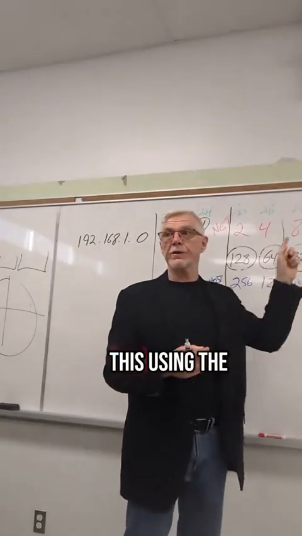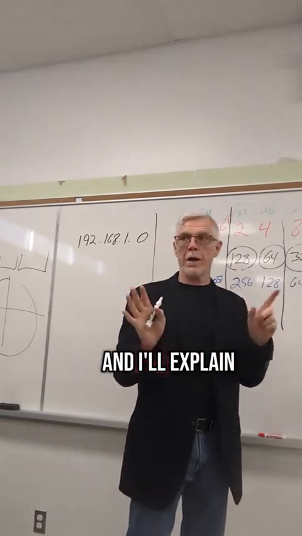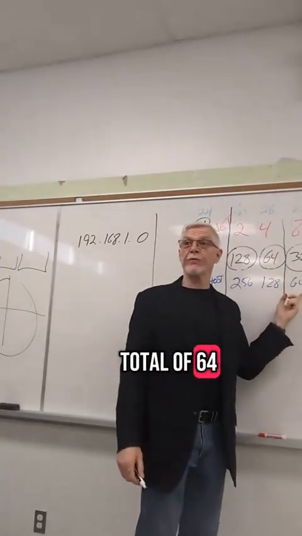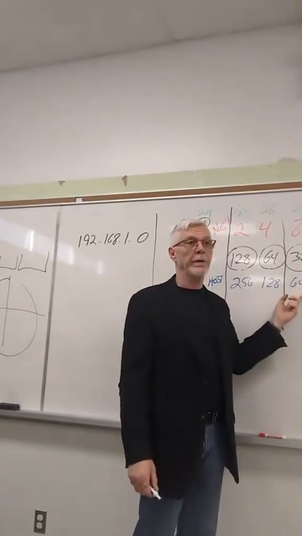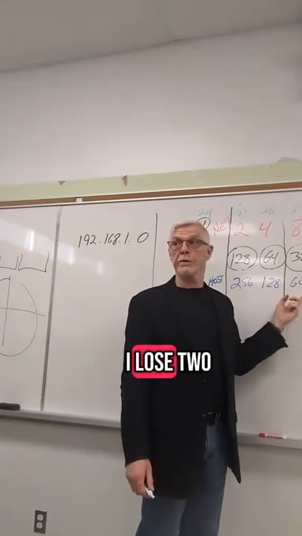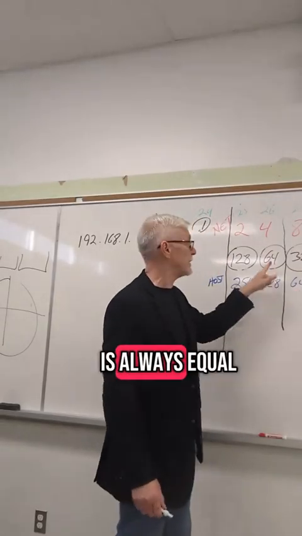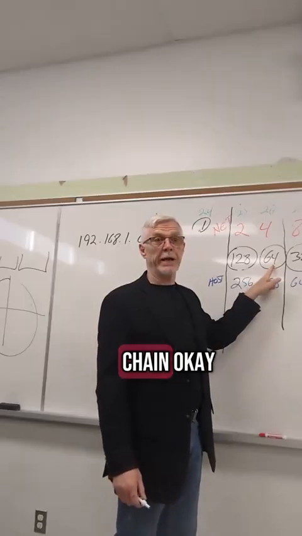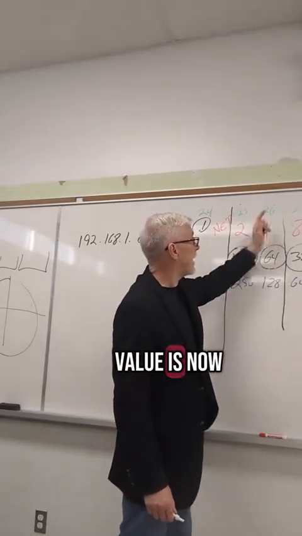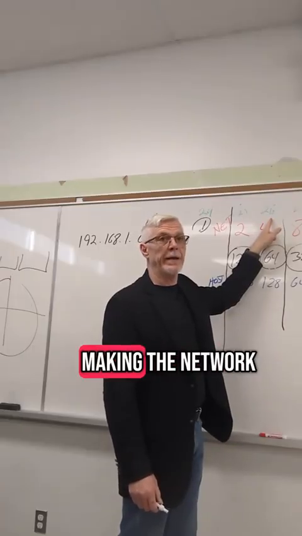So in this, using the grid part, instead of having to know 2 things to get 1, you can know 1 and get all the others, and I'll explain that. So I'm going to get 4 networks, giving me a total of 64 hosts per network. But do I actually get 64? I lose 2. So actually I'll have 62 hosts. The interesting thing is the network increment is always equal to the last bit in the chain. Okay? Make sense? And my CIDR value is now 26. 26 bits are involved in making the network.